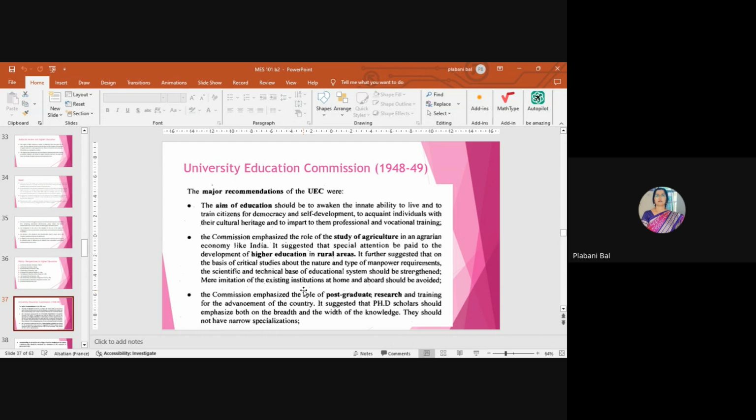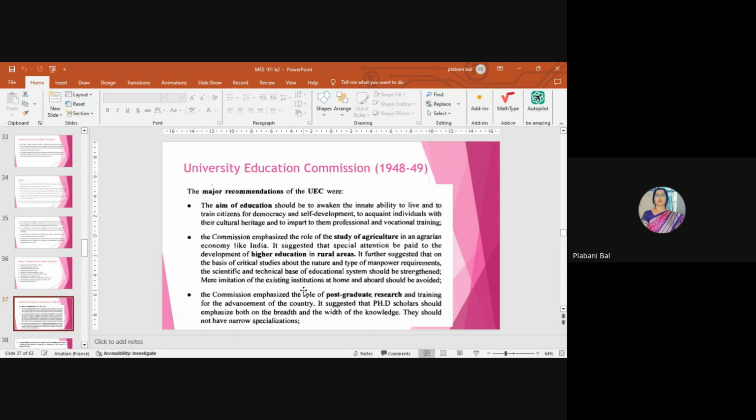The next recommendation was on agriculture. The commission emphasized the role of the study of agriculture in an agrarian economy like India. It suggested that special attention should be paid to the development of higher education in rural areas, and that on the basis of critical studies about the nature and type of manpower requirement, the scientific and technical base of the educational system should be strengthened. This is the identification.